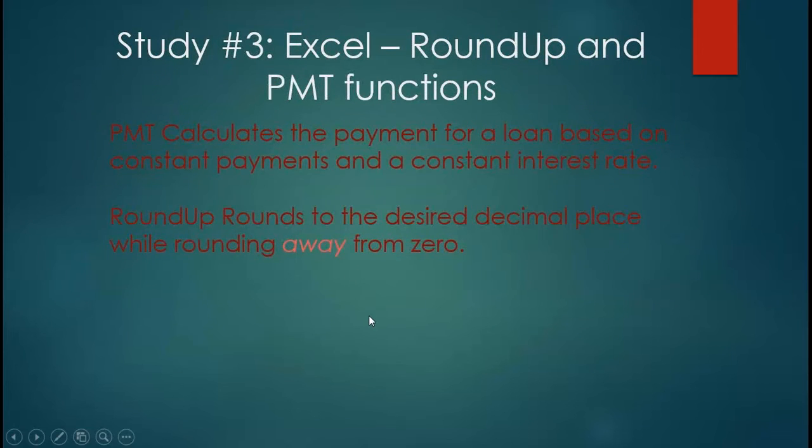So our third example here is, it's kind of a double thing. We've got the roundup and the payment function. In Excel, PMT, or payment, it calculates the payment for a loan based on constant payments and a constant interest rate. Roundup rounds to the desired decimal place while rounding away from 0. Again, seems pretty straightforward.